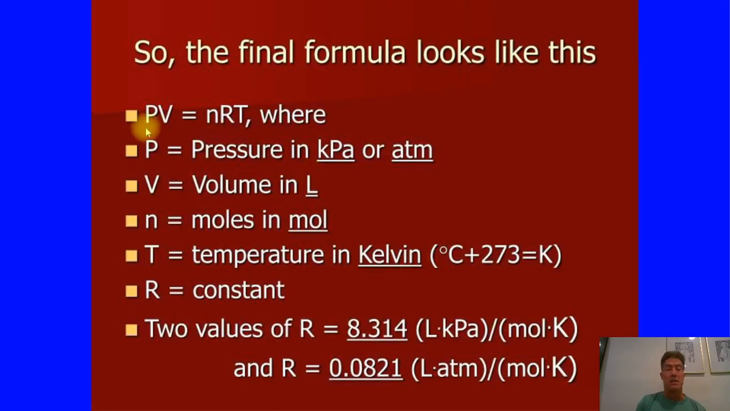And it's just keeping track, right? We keep track of pressure in kilopascals or atmospheres. That's going to determine which of these two values of R we're going to use. Remember, if you use kilopascals, you're going to use the one that has the kPa's. If you use atmospheres, you're going to use the R value of atmospheres. Volume is in liters, moles are in moles, temperature is in Kelvin. Always remember that. Temperature calculations with the universal gas law are always in Kelvin.